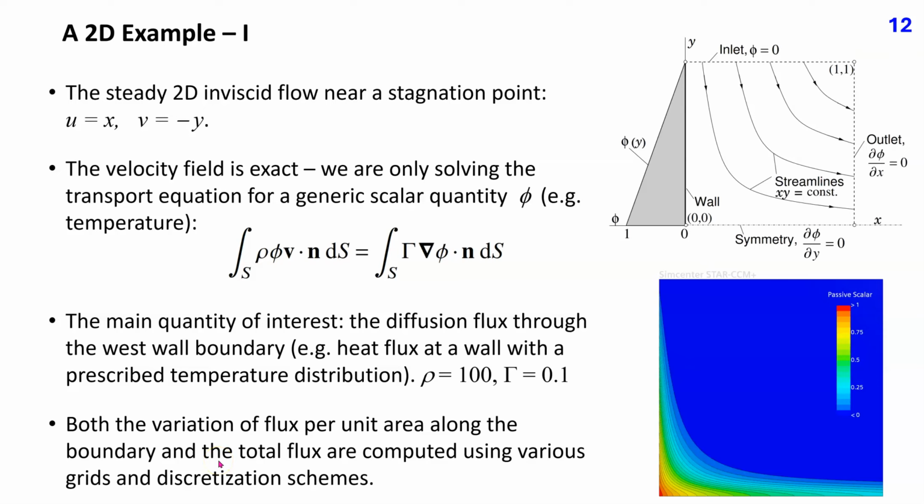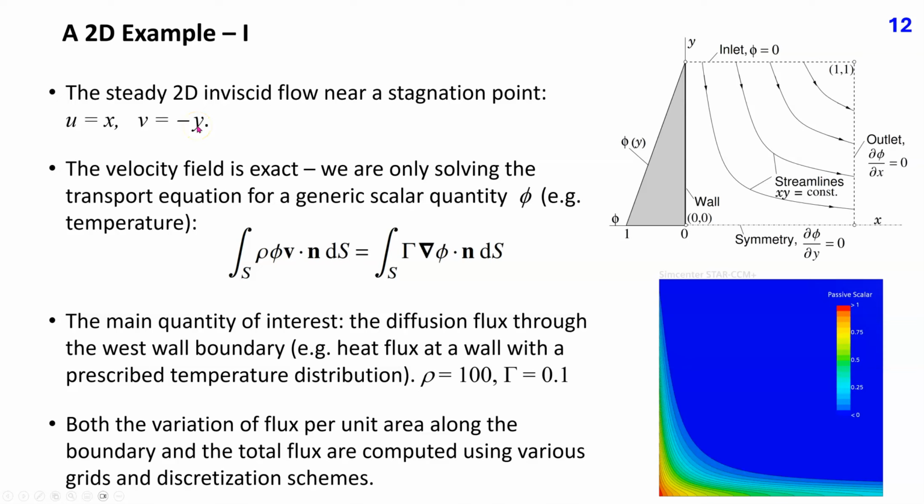Let us now apply finite volume methods described in Lecture 7 and 8 to the two-dimensional test case that was used for finite difference methods in Lecture 6. We want to solve the generic scalar transport equation shown here with a known but non-trivial velocity field. Such a velocity field is offered by the so-called stagnation point flow, an inviscid flow defined by u equal x and v equal minus y.